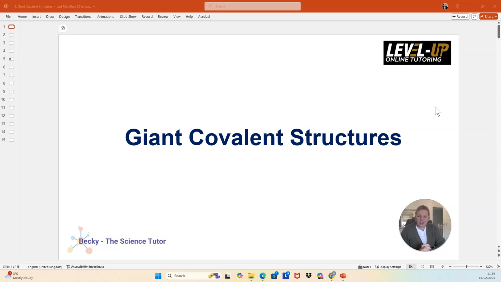So in previous sessions we've looked at the smaller molecules, but today we're going to look at where the atoms are forming massive strong networks. So if you've ever wondered why diamonds are so tough, or why the graphite in your pencil leaves a mark on the paper, it all comes down to the way that the atoms are bonded. And in this session we'll uncover how these giant structures are built and why they've got these particular properties. So let's dive in.